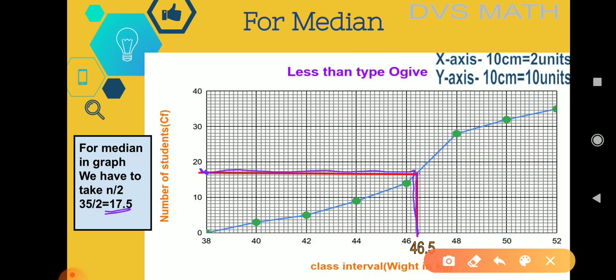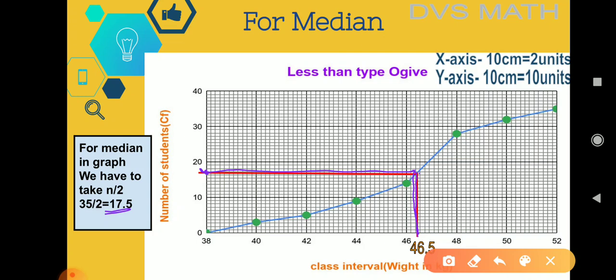So here, if I draw a horizontal line that touches the curve, and then draw the vertical line that touches the x-axis, the value on the x-axis is 46.5. When you are drawing, please observe that you have to get 46.5, or the nearest value like 46.6 or 46.7. Clear? This is how to find the median using a graph.